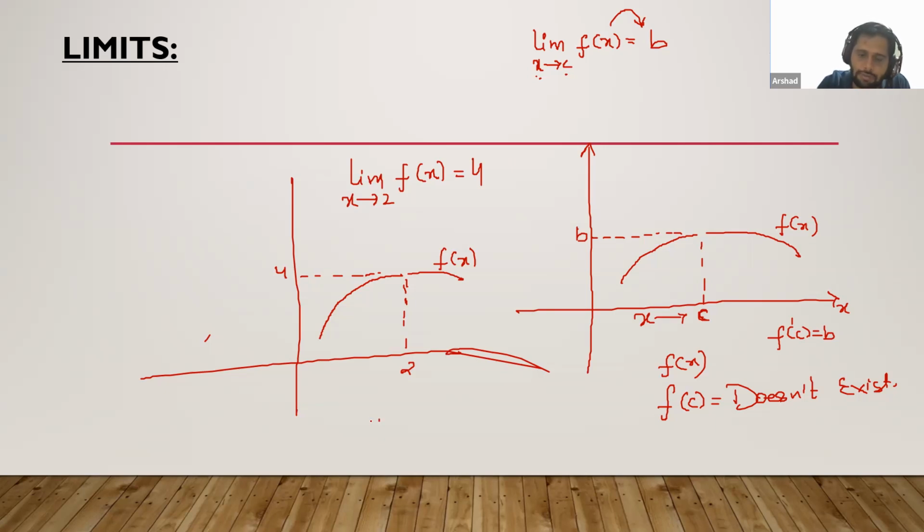f(2) does not exist here, but yes, the limit will exist. So many times you will find a function which does not exist at a particular value, but the limit will exist at that value. So whether a function exists or does not exist at that point doesn't affect the limit. In limits, we just check what value the function is approaching. That is what is meant by the limit.